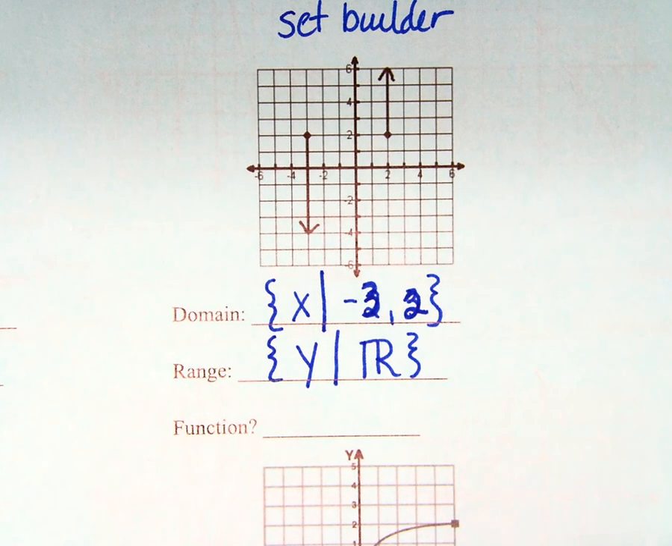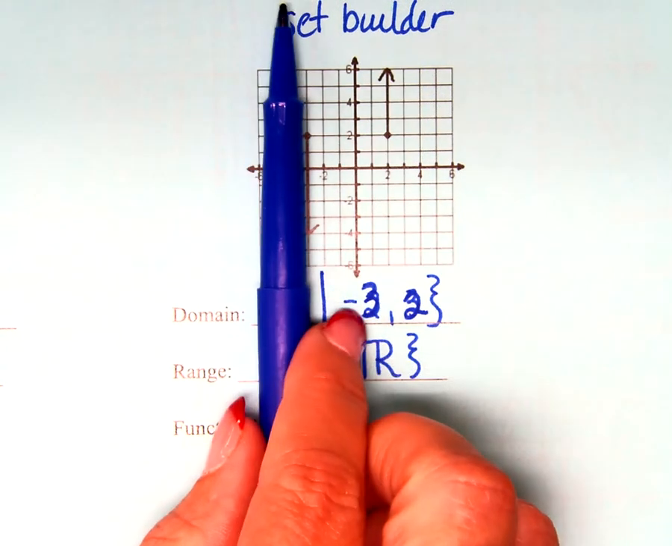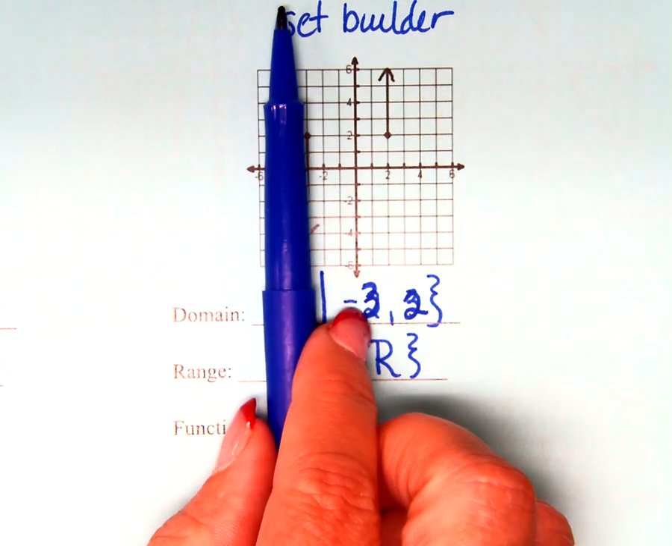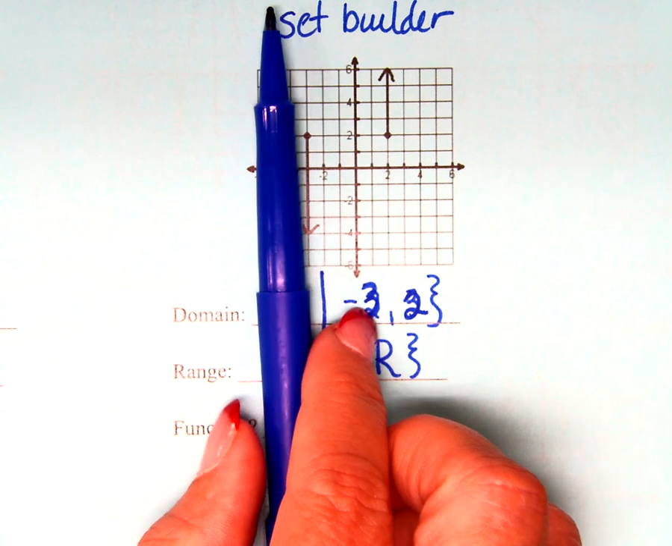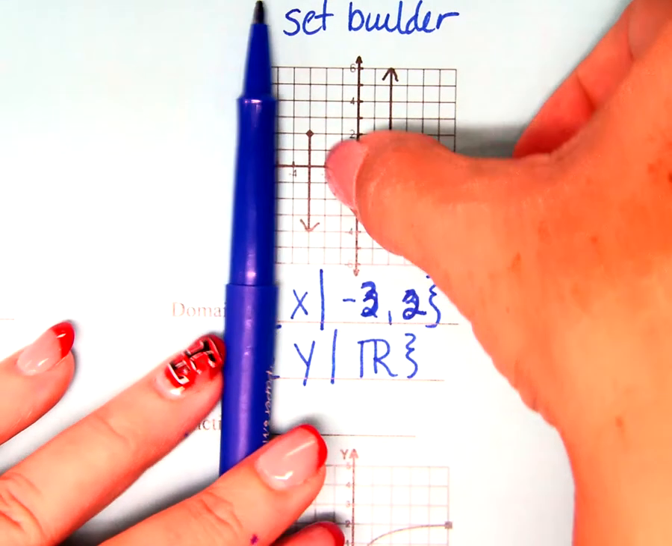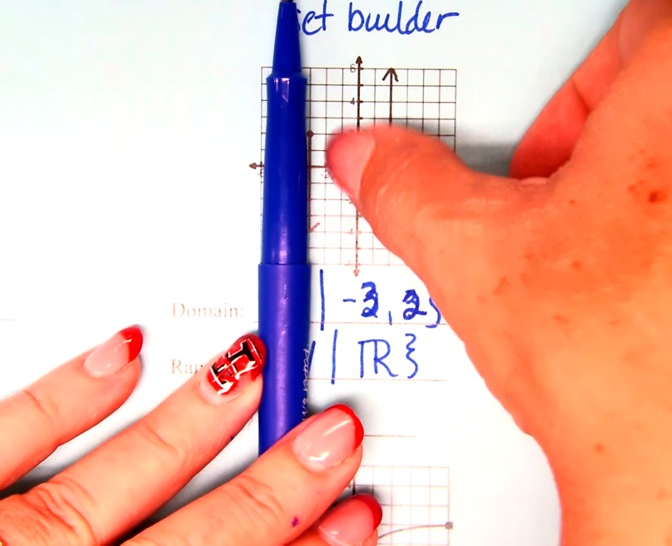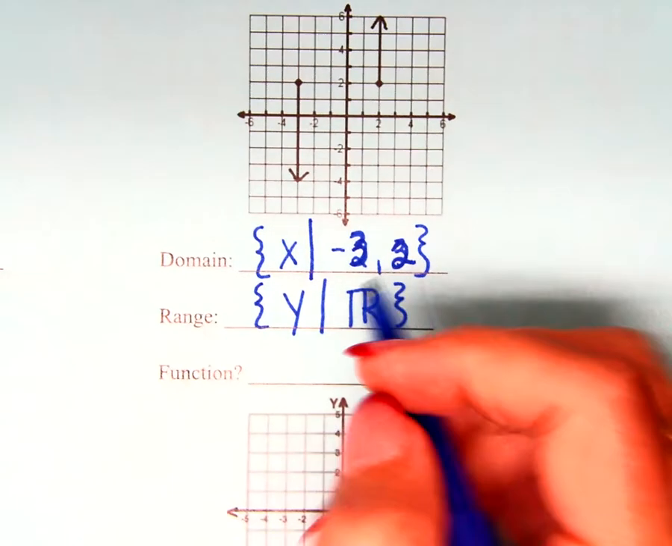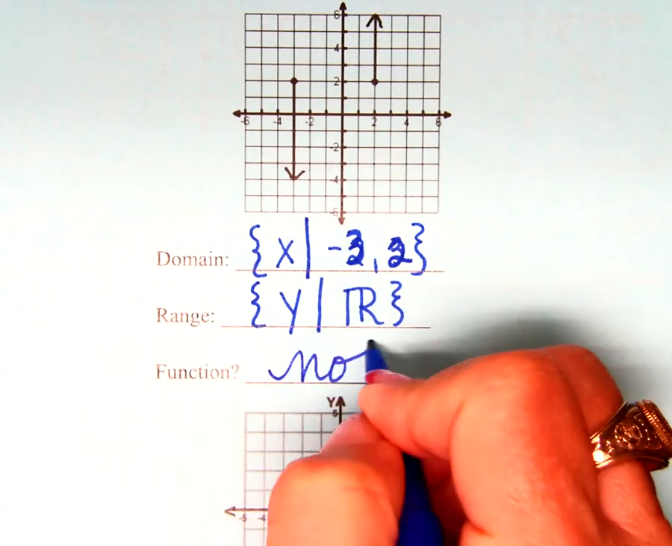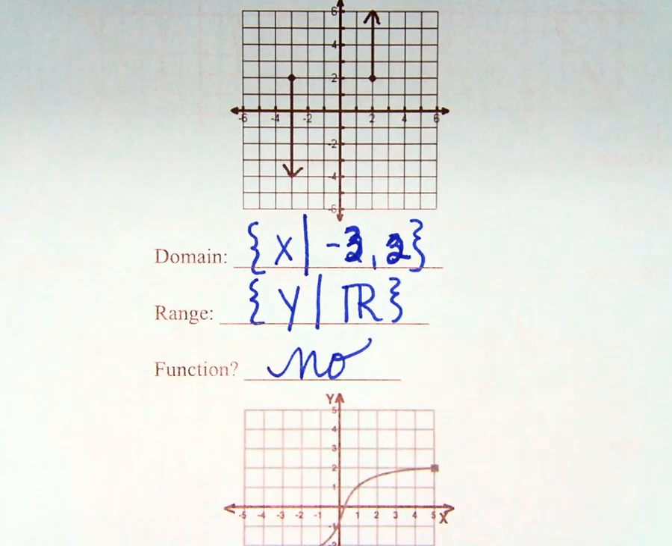Is it a function? How many times is my graph touching right here? All of them, right? Because it goes on forever here, so all of these points are touching my pencil right here. So is it a function? No.